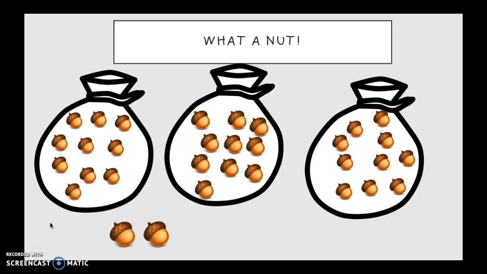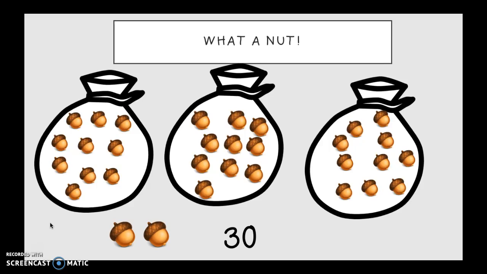Friend, go ahead and get your finger. I want you to tap on the screen as we count by tens. Ready? Here we go. 10, 20, 30. Good. So I went ahead and wrote 30 down at the bottom. Am I done? No, I haven't added all my nuts yet. What else do I need to add in, friend?